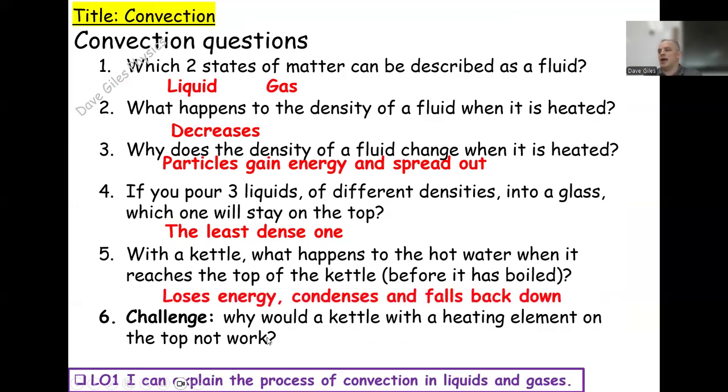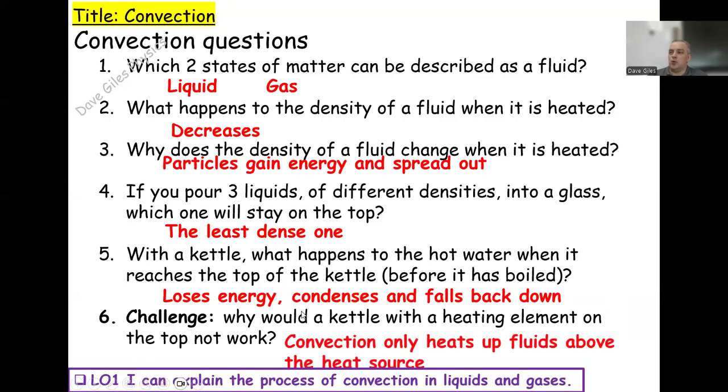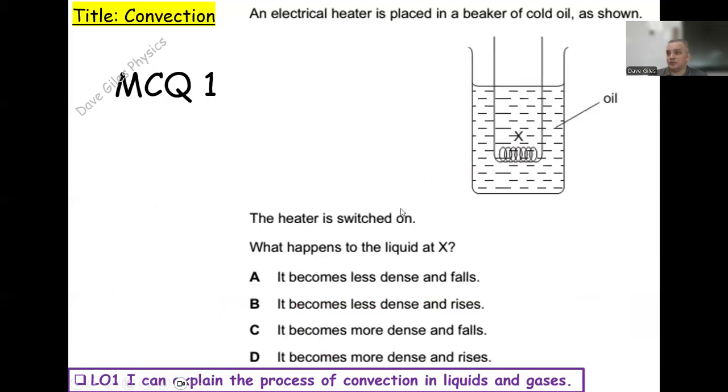And then why would a kettle with a heating element on the top not work? Convection only heats up fluids above the heat source. And now some multiple choice paper 2 exam questions. The heater is switched on. What happens to the liquid at X? So it's going to gain energy. It'll become less dense and it will rise. So it's B.